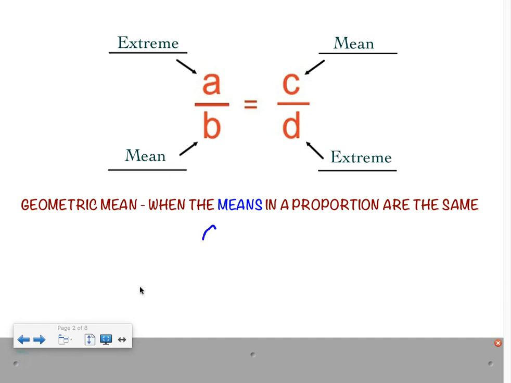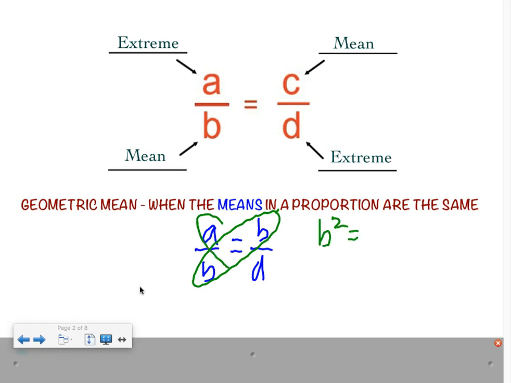So if I had A over B, what would I write instead of C? B, because I want them to be the same, over D. Okay, let's solve for B. That's what we want to figure out. So what's B times B? B squared equals A times D. So AD.